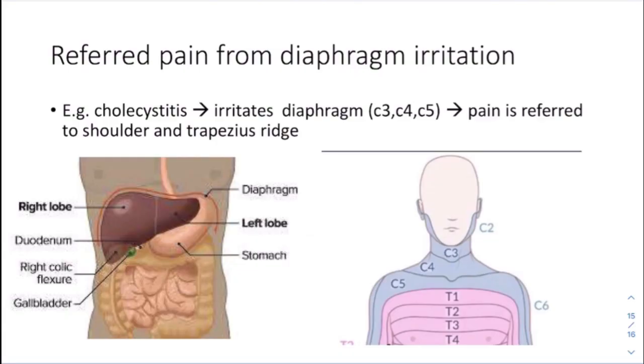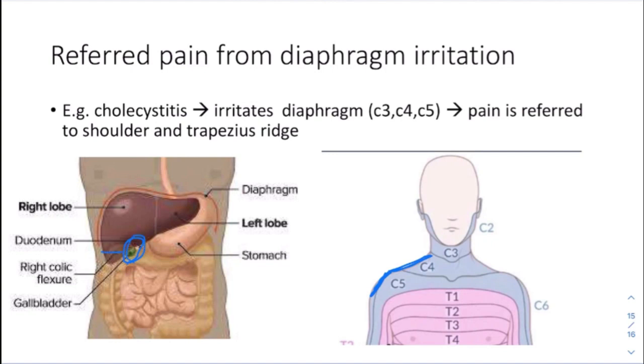Okay, so whenever the diaphragm is irritated, you're going to have referred pain at the trapezius ridge and the shoulder. Okay, so let's take an example. For example, let's say we have inflammation of the gallbladder. Right here, we have the gallbladder. If it's inflamed, we call this cholecystitis.